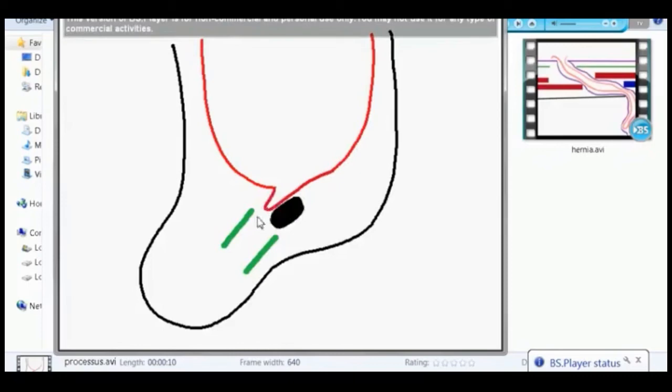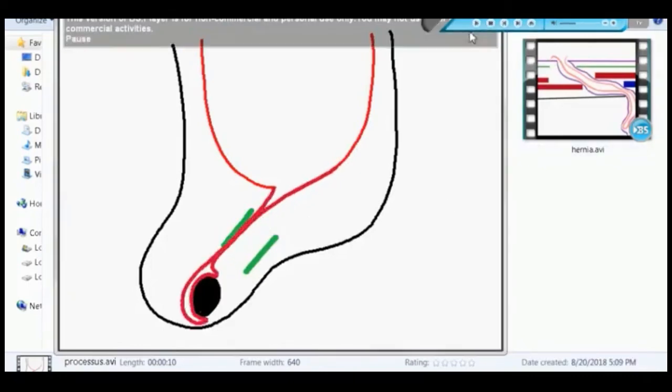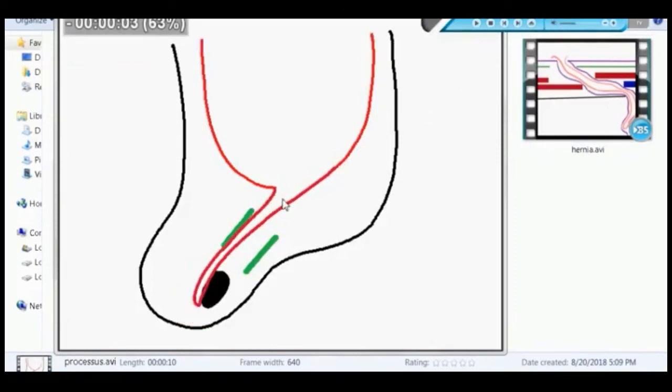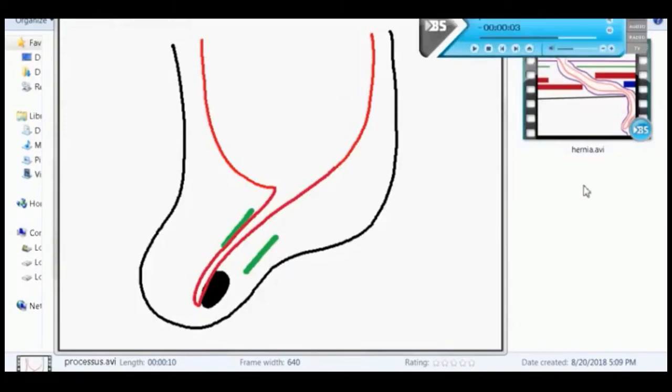You see here, this is the processus vaginalis, and this process is not obliterated, like here in this area. So the intestine comes through this defect. The congenital type. Okay, what about the acquired type? You can see also another video like this.